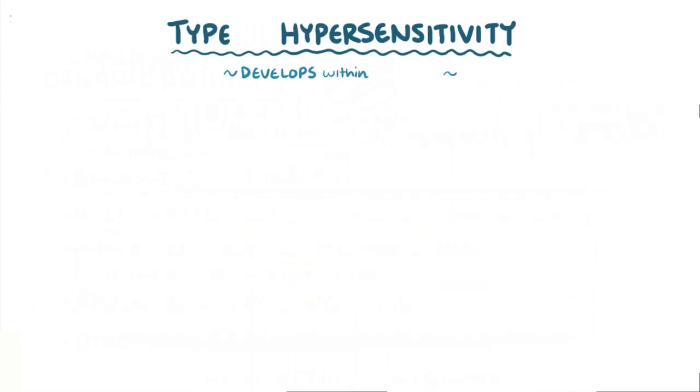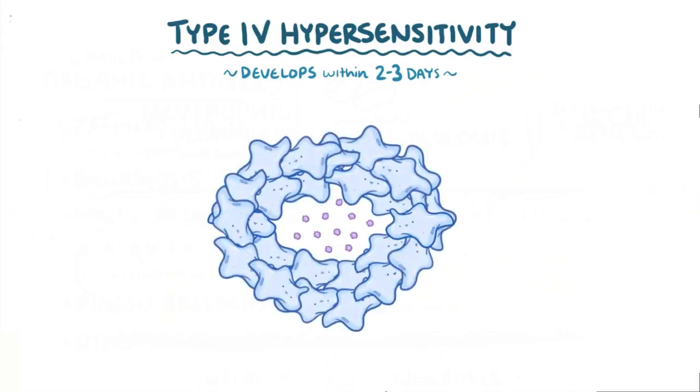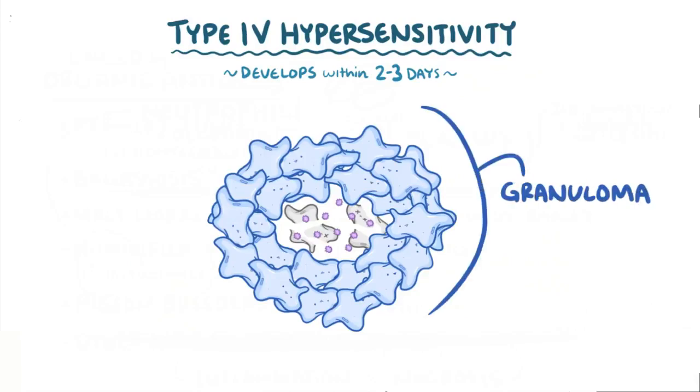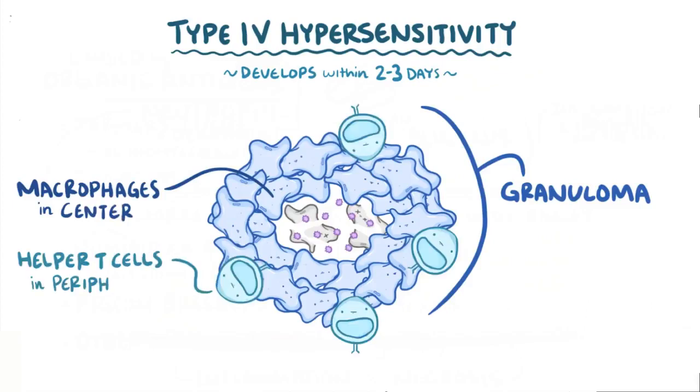The second chain of events leads to a type 4 hypersensitivity reaction, which is also called a delayed type hypersensitivity, because it typically takes 2 to 3 days. In the type 4 hypersensitivity reaction, large numbers of activated macrophages and T cells come to the site of antigen exposure and surround it. This creates a ball-like nodule of immune cells called a granuloma, which is kind of like how a mob forms around a fight. And in this granuloma, there are macrophages in the center and CD4 positive helper T cells in the periphery.